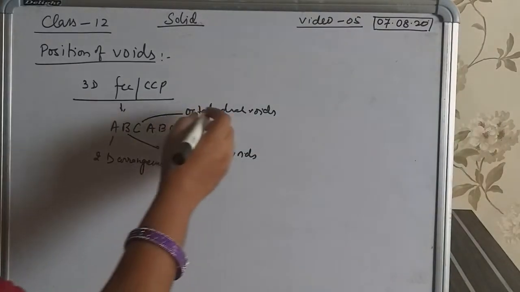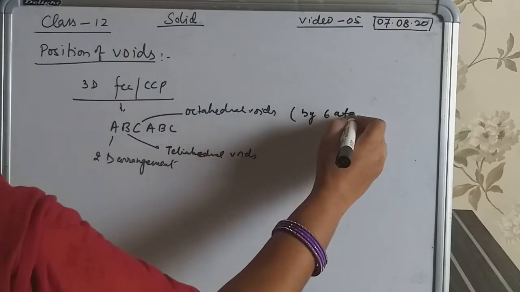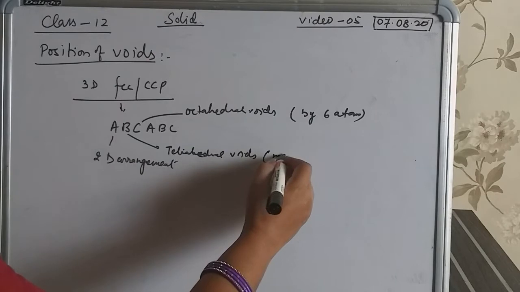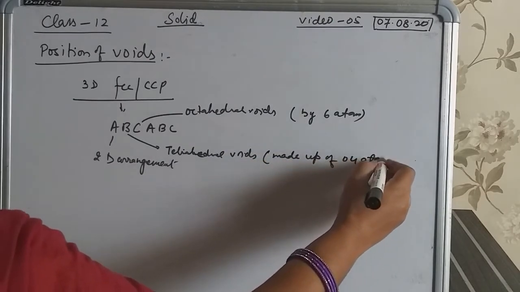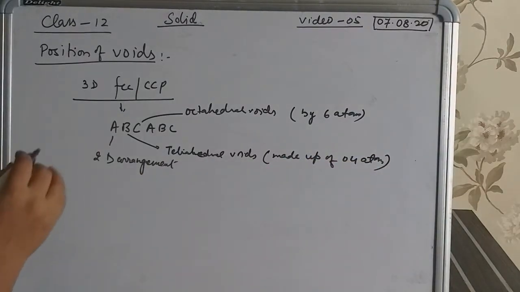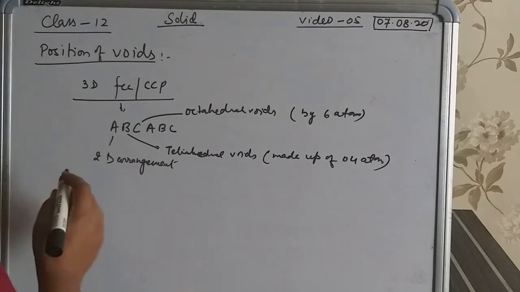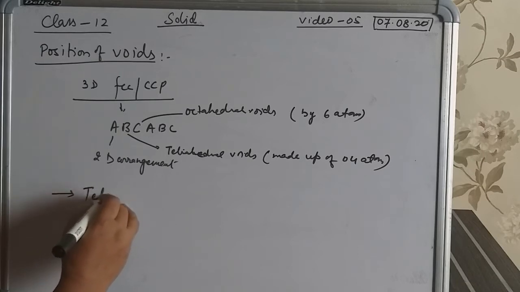So students, octahedral voids, as we know, are formed by 6 atoms, and tetrahedral voids are made up of 4 atoms. We already discussed all these things in the previous video. Let's see the position of voids in the CCP or FCC cubic cell. At first we discuss the tetrahedral voids.